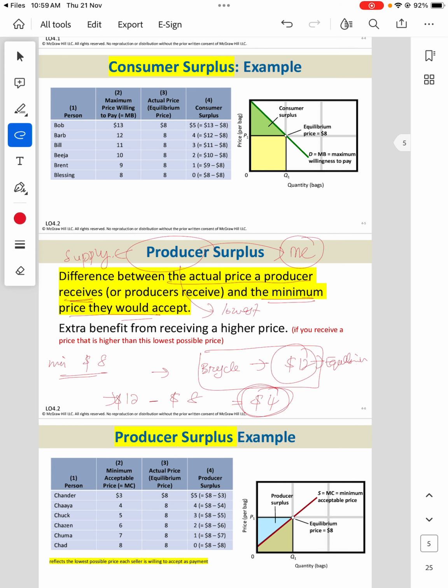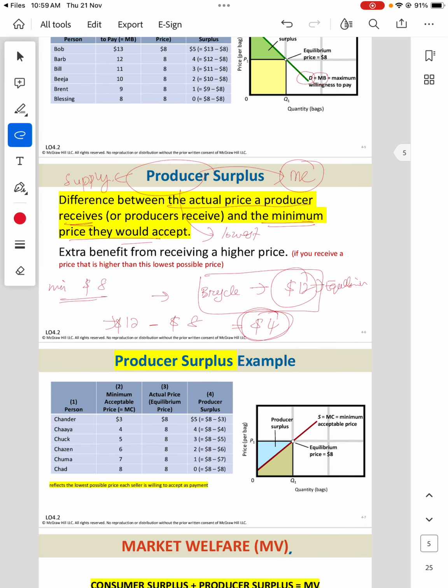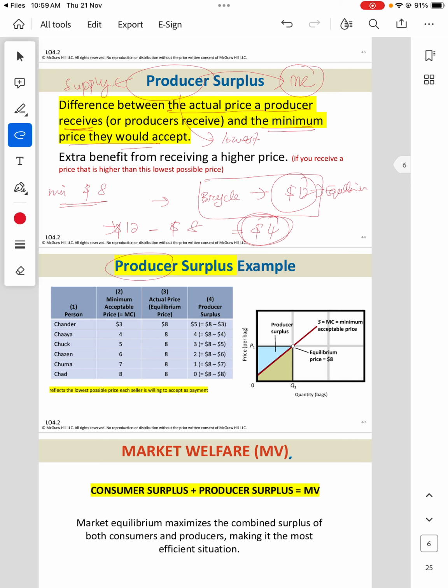So remember, consumer involves demand, and demand is marginal benefit: how this benefits customers. When we mention producer, we relate it with the cost and with supply. When they supply, they consider the cost: how much cost they need to pay for a product to be produced, and the actual cost of the product in the market.